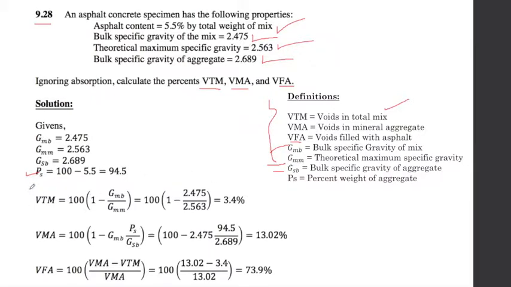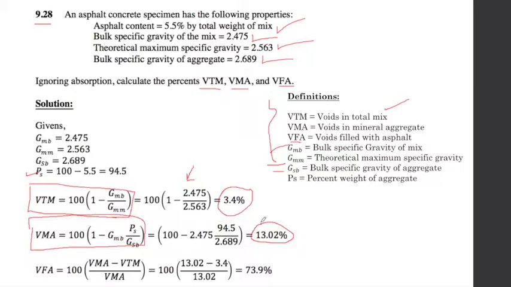We will be using the equation VTM equals 100 times 1 minus GMB divided by GMM. This is a standard equation. By plugging in the values, we get voids in total mix equal to 3.4%. So 3.4% of the total volume is voids in the total mix. For VMA, we will be using this standard equation. We plug in the values and we get the voids in mineral aggregate equal to 13.02%.